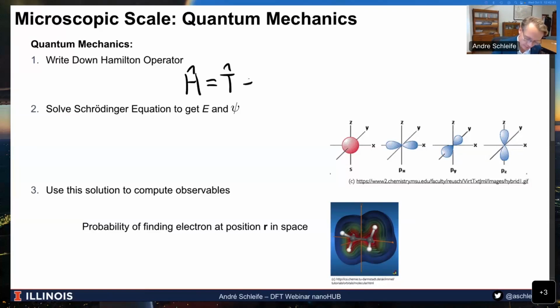It's the sum of the kinetic and the potential energy. And again, you determine what goes specifically into the potential energy. This step is easy because you decide. I'll show you the specific example for materials in a moment.